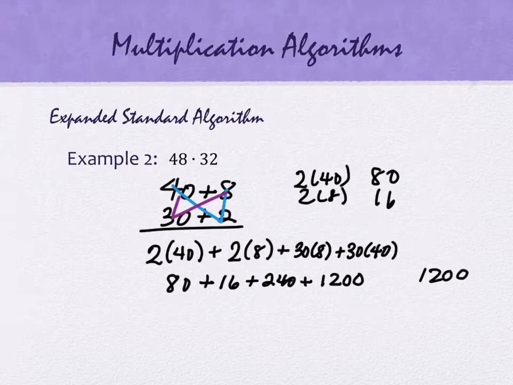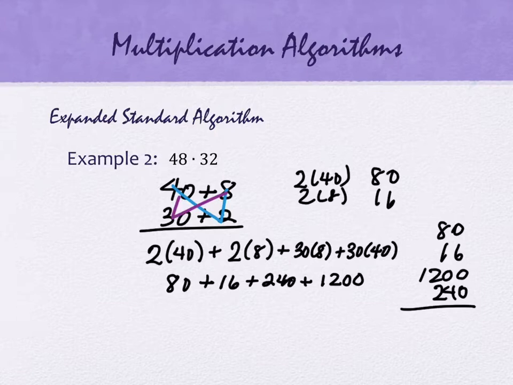Sorry, I guess I should start the way I did it before. 80, 16, 1200, and 240. I think y'all are okay. These are our 4 numbers. At this point, you can add from left to right or right to left, depending on which method you want to use. Let's just use the standard algorithm.